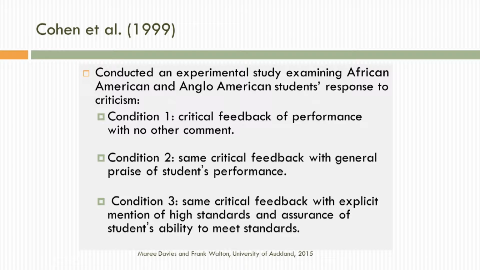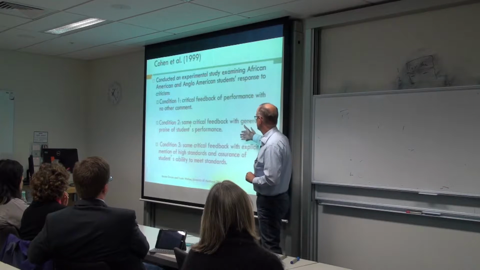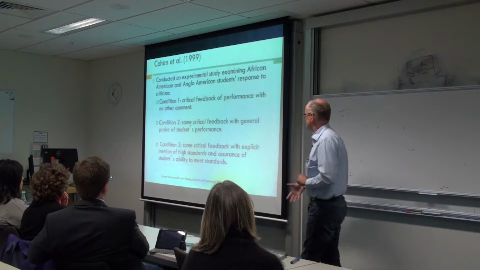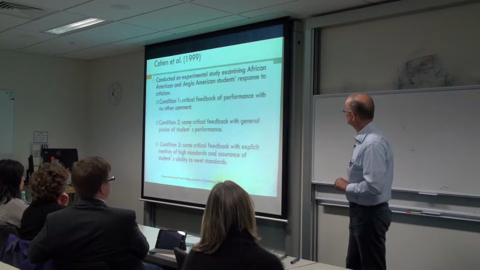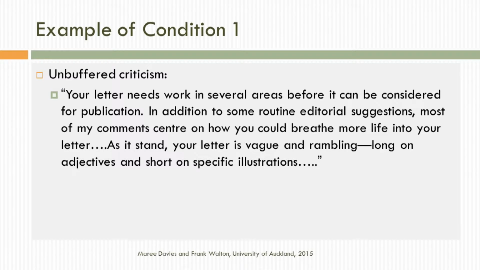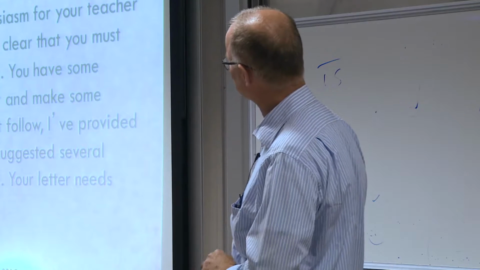Three different types of feedback: critical feedback of the performance with no other comment, the same critical feedback but with general praise of overall performance, and the same critical feedback but with an explicit mention of high standards and assurance of the student's ability to meet those standards. So the unbuffered criticism said, your letter needs work. In addition to routine editorial, most of my comments centre on how you could breathe more life. As it stands, your letter is vague and rambling, long on adjectives and short on specific illustrations. And who amongst us hasn't received feedback like that?